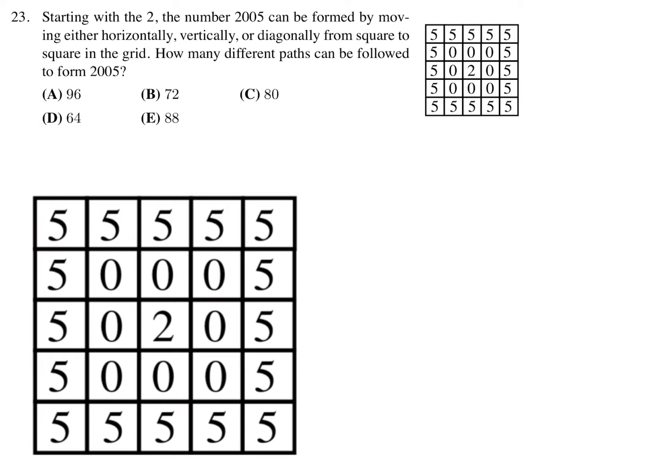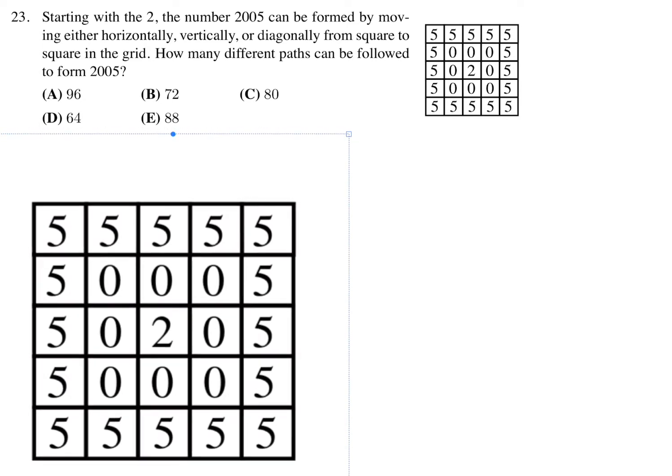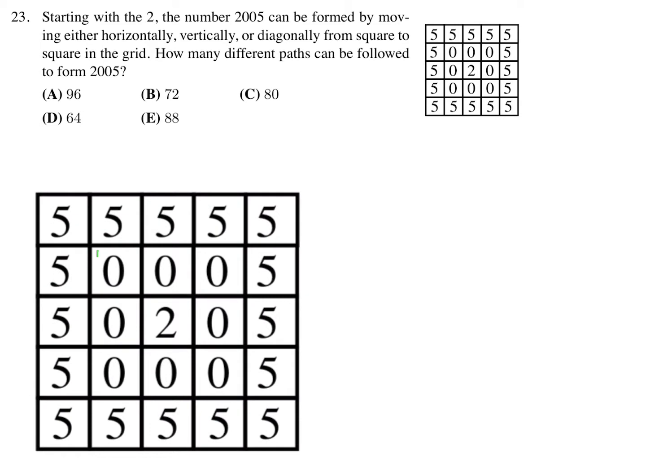I'm going to label this 1, 2, 3, 4, 5, 6, 7, and 8. And we will talk about these a little bit later. But let's take this one step at a time. So we're starting right here, right? In the middle. And we've got to create 2005.